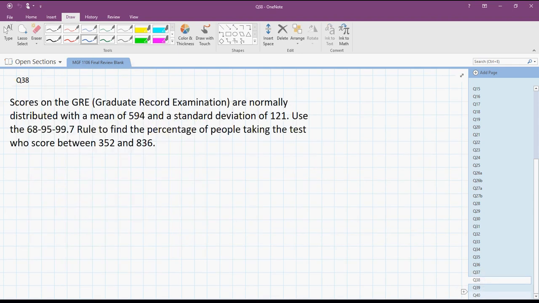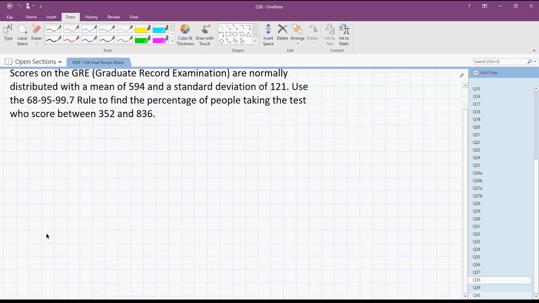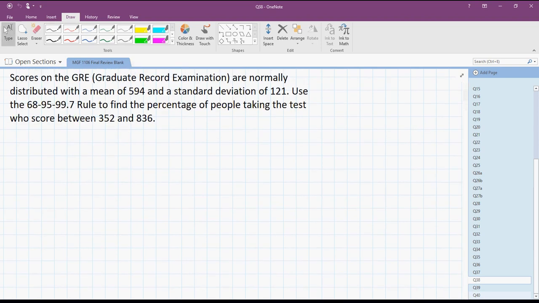All right. So this one, it says the scores on the GRE are normally distributed with a mean of 594 and a standard deviation of 121. Use the 68, 95, 99.7 rule to find the percentage of people taking the test who scored between 352 and 836. You need to make a picture of this. Make that normal distribution.